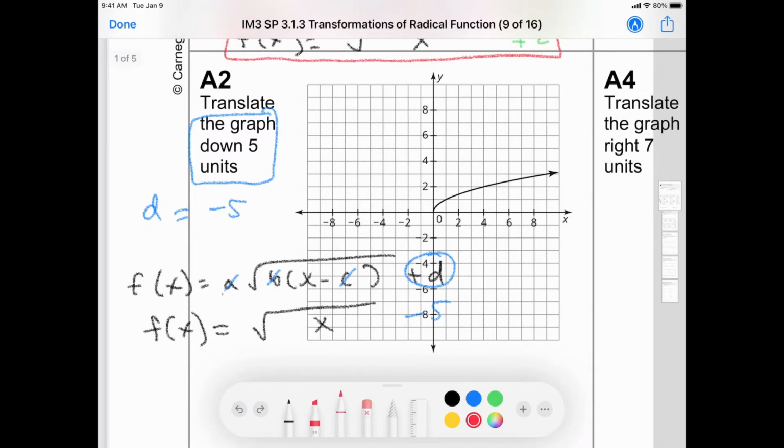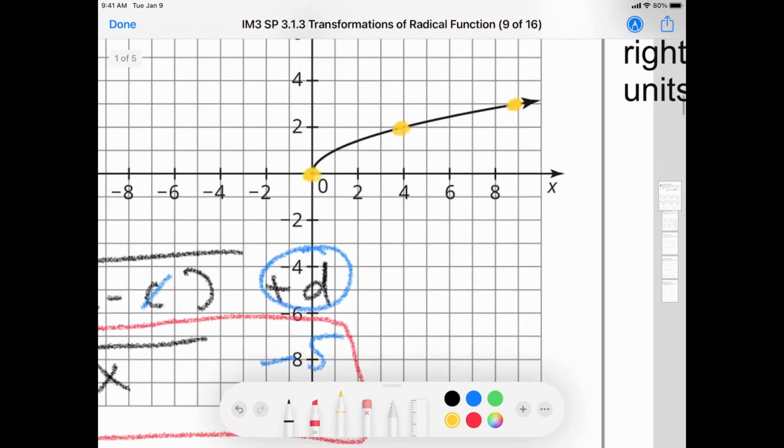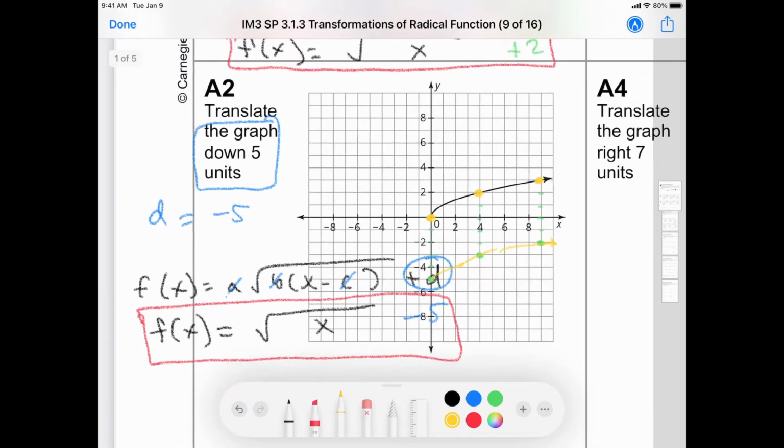Okay, let's go ahead and graph that in red. Remember, it has some key points that we need to get: (0, 0), (4, 2), and (9, 3). These reference points for the square root function are super helpful. And then I can just go down 5 units: 1, 2, 3, 4, 5. And then I can just get my graph in here. And that's what my graph looks like for A2.